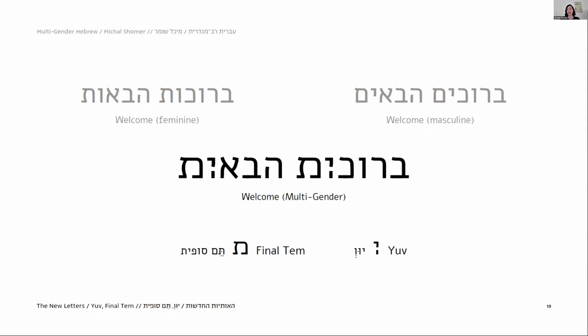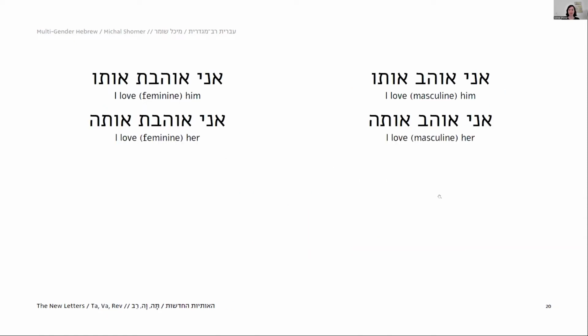I gave each new letter a name as well. So you can see here the two new letters, Yuv and final Tem. As you can see, each of these letters is a combination of the masculine and feminine letters together, so the reader can decipher the meaning of these letters. Let's take a look at another example.